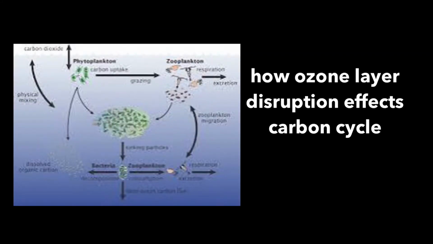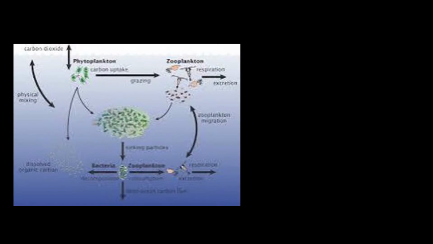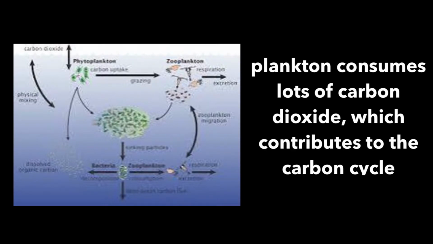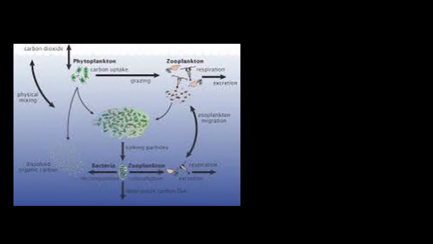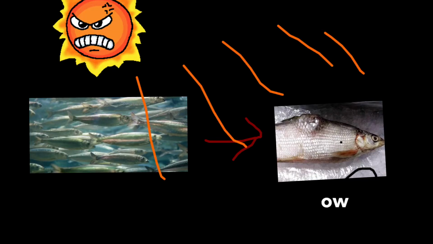Carbon cycle. Plankton can also be affected by additional UV exposure. This doesn't just affect food webs. It can affect and disrupt the carbon cycle, as plankton play a huge part in the cycle, consuming massive amounts of carbon dioxide. Long-term effects. Some types of fish could go extinct or become endangered, possibly due to not being able to survive the new amount of UV they're absorbing, or not being able to get enough food.